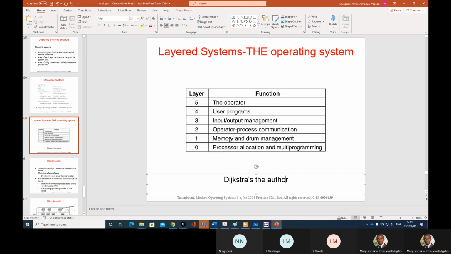And memory and RAM management, that's at a lower level, where the actual memory storage is managed, in terms of will data fit, will data not fit, for example. In the case of saving this file on a USB, my USB is almost full. The part of the operating system that checks that is sitting at layer 1. And at the bottom layer, we've got processor allocation and multi-programming.